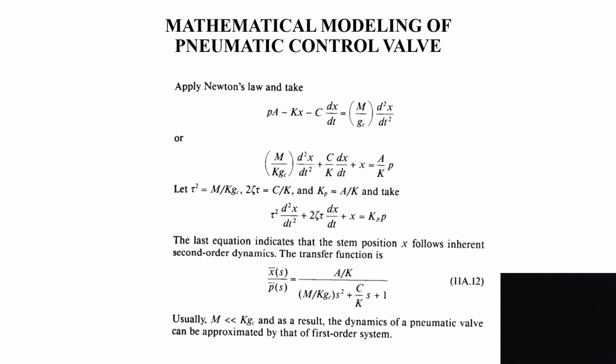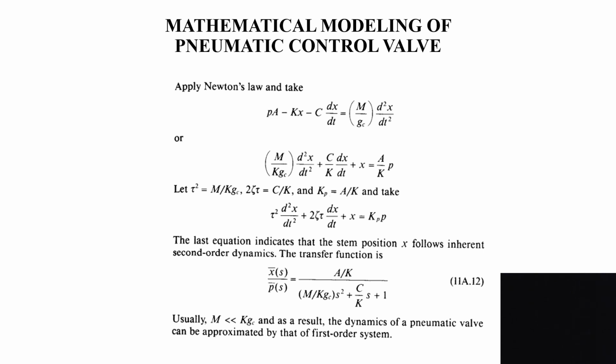Coming to the mathematical model of the pneumatic control valve, P into A minus K into X minus C into dx by dt is equal to m by gc into d square x by dt square. The same can be represented in the standard form of a second order equation, like m by k gc into d square x by dt square plus c by k into dx by dt plus x is equal to p into a by k.